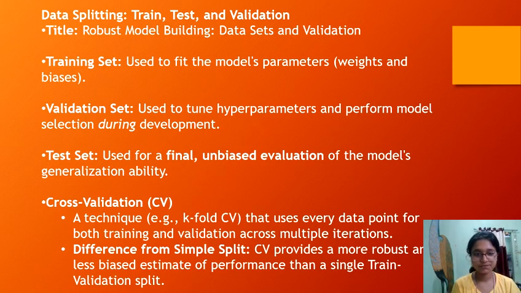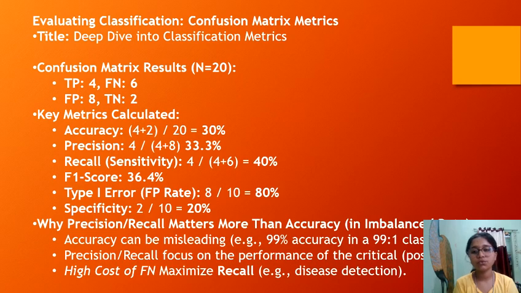Cross validation (CV), a technique, for example k-fold CV, uses every data point for both training and validation across multiple iterations. Difference from simple split: CV provides a more robust and less biased estimate of performance than a single train validation split. So this is the third question. Now move to the next question.